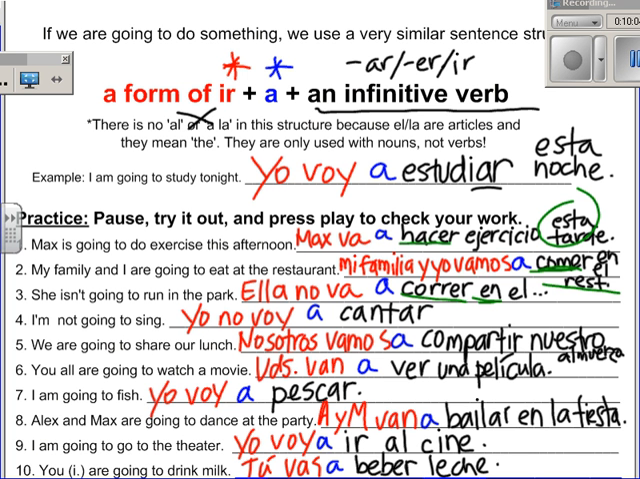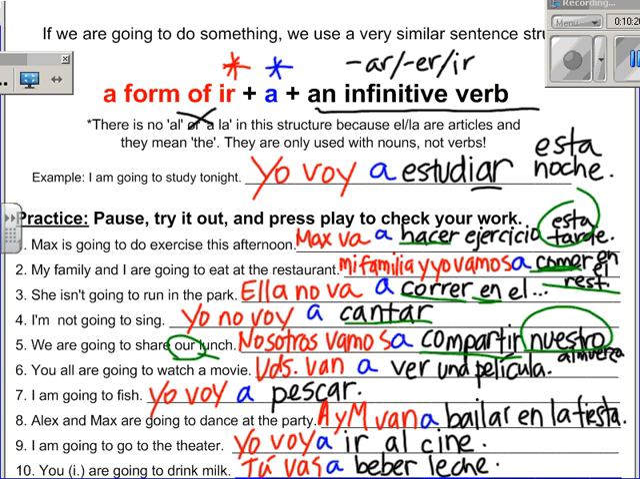I'm not going to sing. Yo no voy a cantar. We are going to share our lunch. Nosotros vamos a compartir nuestro almuerzo, our lunch. Now, because almuerzo is masculine, I use the masculine form of our, nuestro. If I had said dinner, which is cena, it would have been nuestra cena.